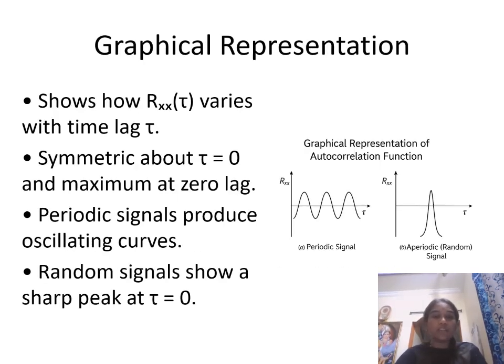Graphical representation: it shows how Rxx of tau varies with time lag tau, symmetric about tau equals 0 and maximum at 0 lag. Periodic signals produce oscillating curves. Random signals show a sharp peak at tau equals 0.